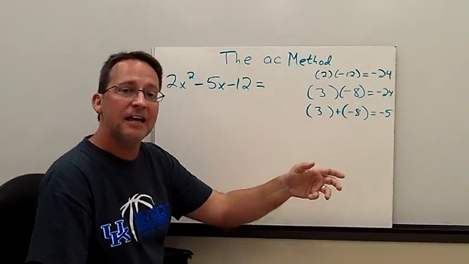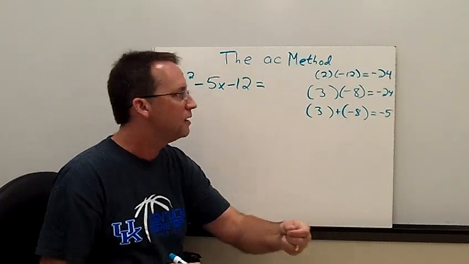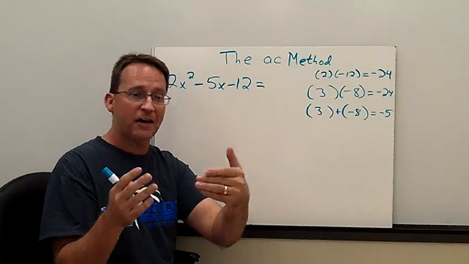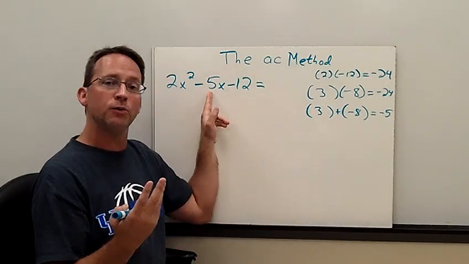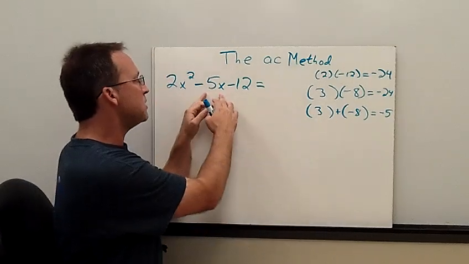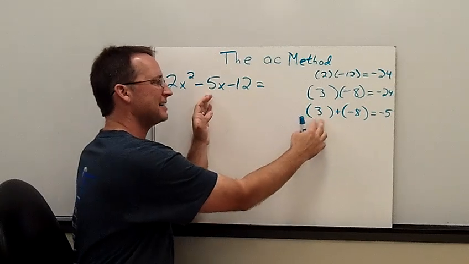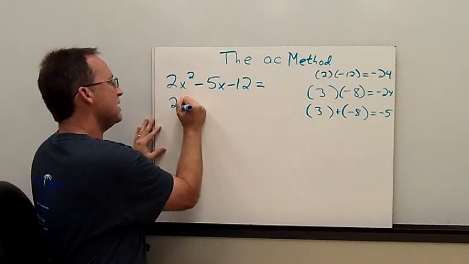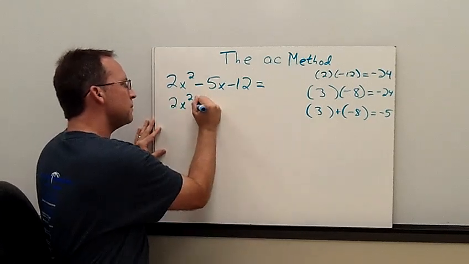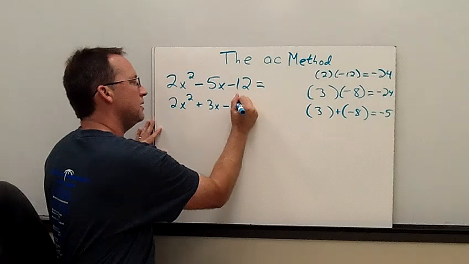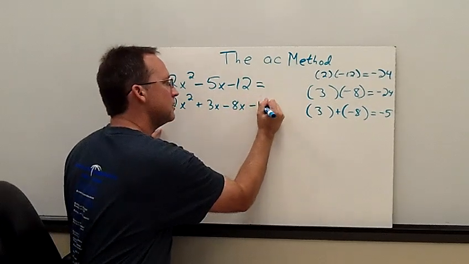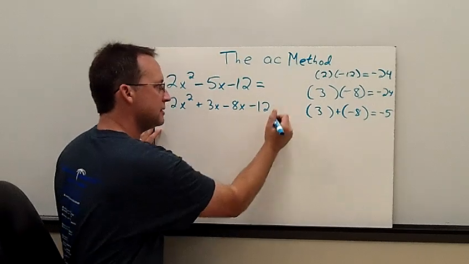So this 3 and negative 8, they're not solutions. They don't simply go straight into the factors. Those are the two values that you use to split this middle term up. We split this middle term into a 3x and a negative 8x. So I'm going to rewrite this, expanding that middle term. I'm going to make this a plus 3x and a minus 8x. The 2x squared stays as is. The minus 12 stays as is.